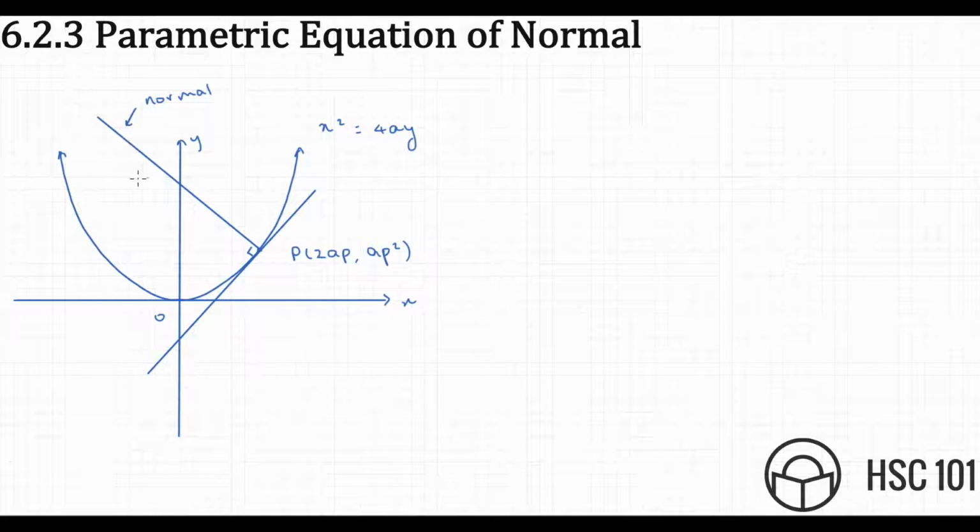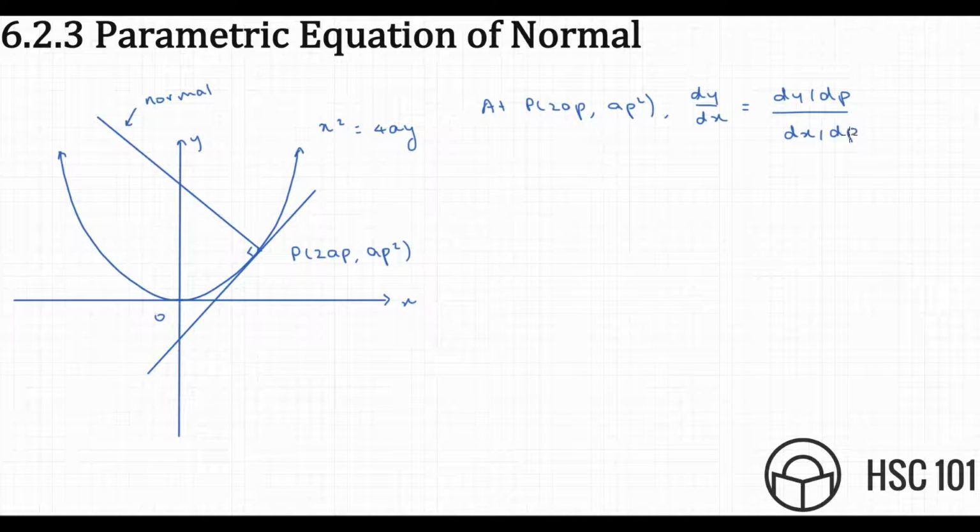And now we want to find the parametric equation of the normal at P. To start looking for the equation of the normal, we need to know the gradient of the normal. And to find the gradient of the normal, we need to find the gradient of the tangent. So at P, given by (2ap, ap²), we know that dy/dx can be found by taking dy/dp over dx/dp. Differentiate y with respect to p over differentiate x with respect to p.